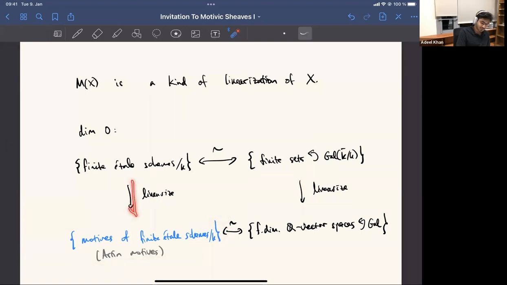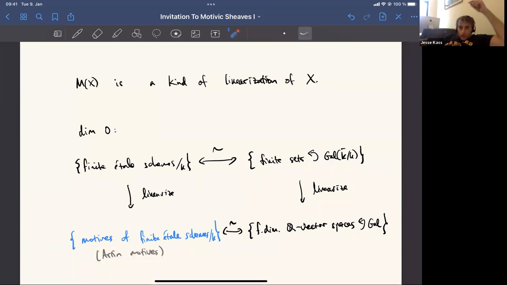Like, what should we put here? And it turns out the answer is, and this is a non-conjectural statement that's not difficult to prove if you define motives in the right way, that the category of motives of finite étale schemes over K, the so-called Artin motives, is equivalent to this category. So this is a commutative diagram here.